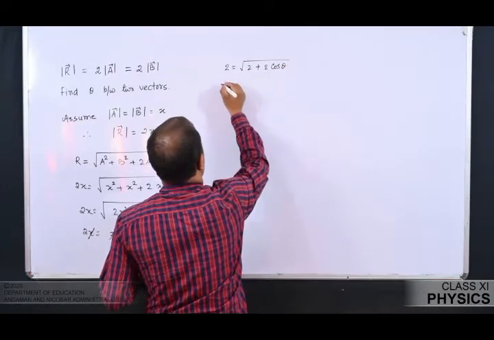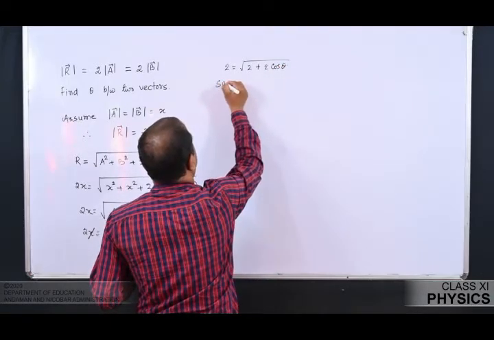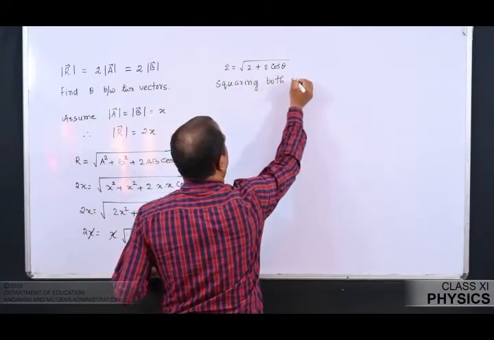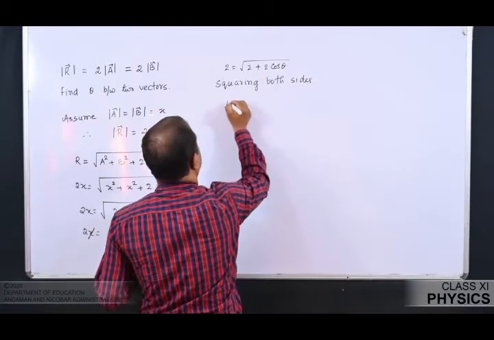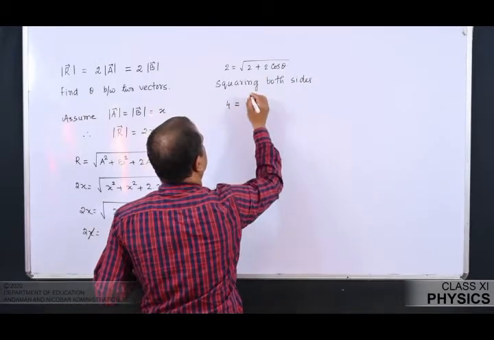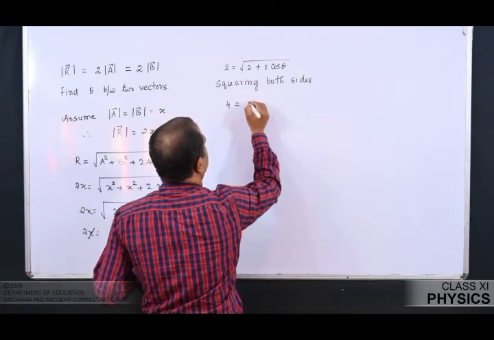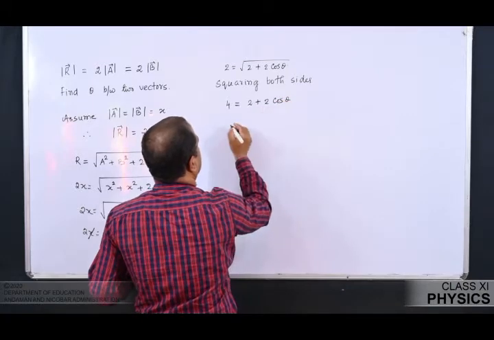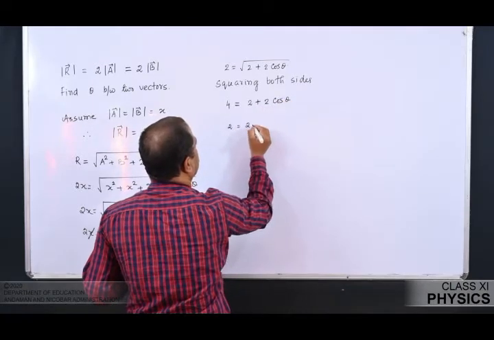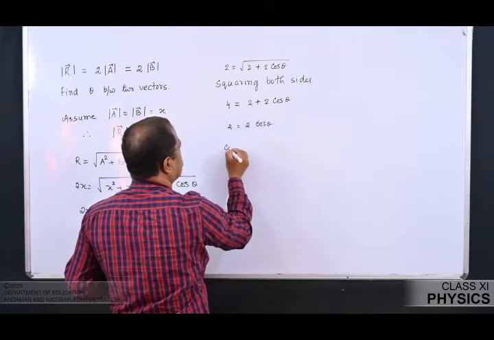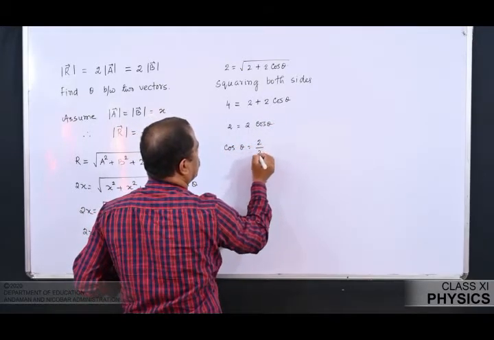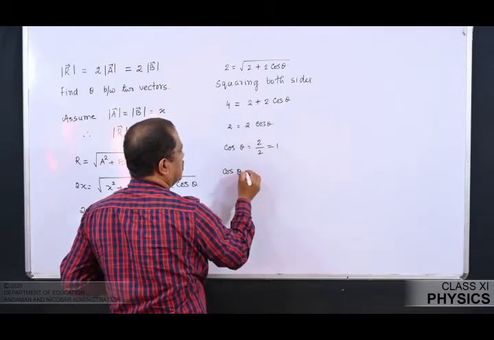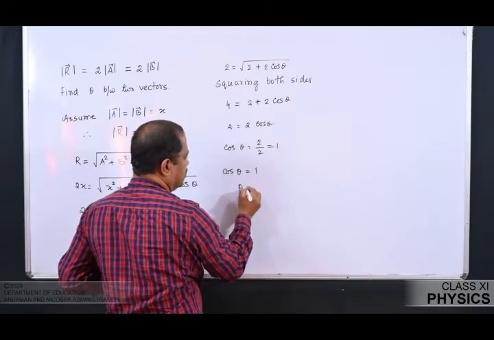In that case, I am going to square both sides. So squaring both sides, I am going to have twice squared will be 4, and when I square the right hand side, the square root goes off and I am left with 2 plus 2 cos theta. Otherwise 2 is equal to twice cos theta. Otherwise cos theta is equal to 2 by 2, which gets me 1. So for what value is cos theta equal to 1, we know theta is definitely 0.